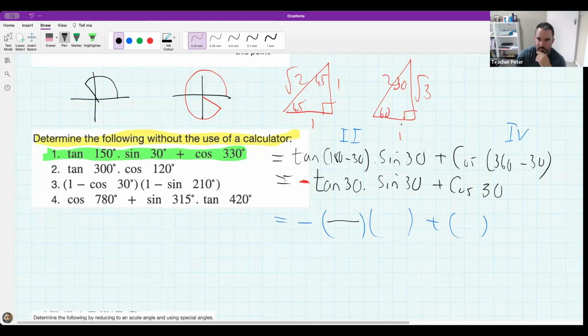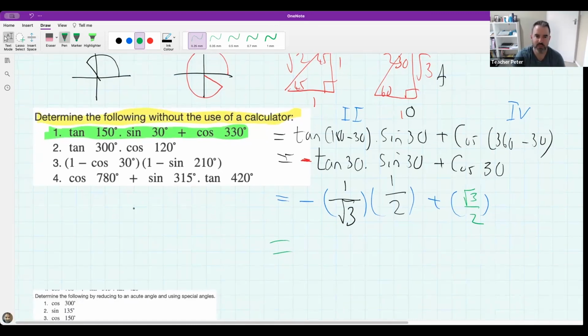So tan of 30, that would be O, and that would be A. So 1 over root 3 is that bit. And the sine of 30 is 1 over 2. Oh, I actually don't need the 45 triangle because there's no 45s. Cos of 30 is going to be root 3 over 2. Now, this last bit, okay, give me a thumbs up if you got all this stuff.